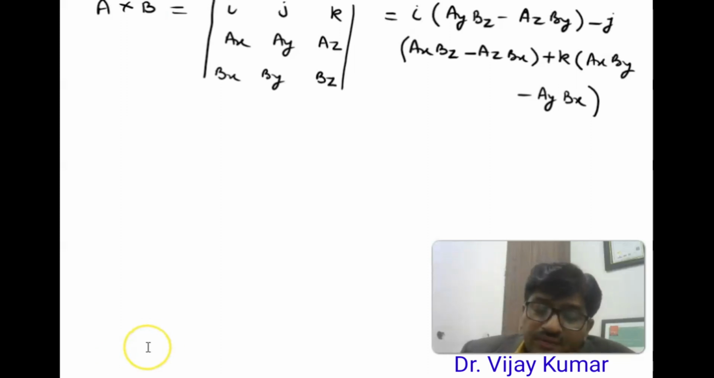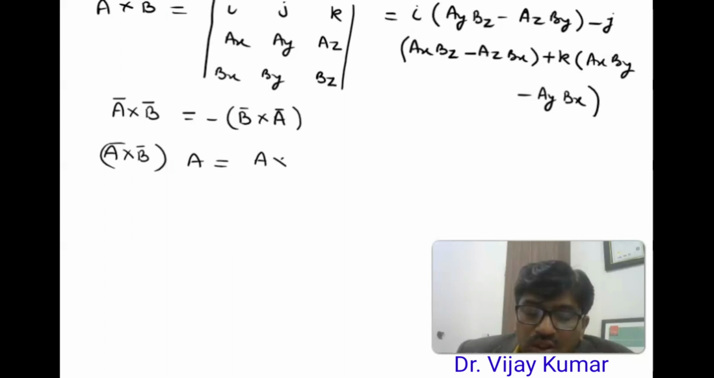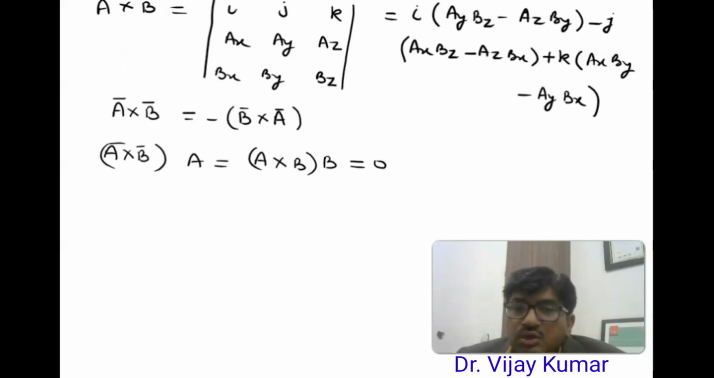And if we discuss the properties, then A cross B should be equal to minus B cross A. Also, A cross B dot A equal to A cross B dot B, and that should be equal to 0.